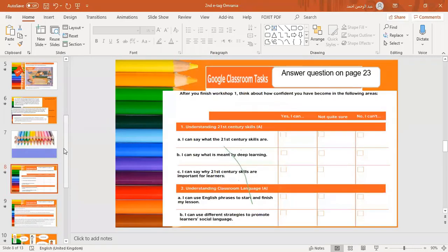It's answering the question on page 23. I have asked you to answer the question. Here is: think about how confident you have become in the following areas. So you should take yes, I can, or not quite sure, or no, I can't. I'll give you some minutes to think about this.